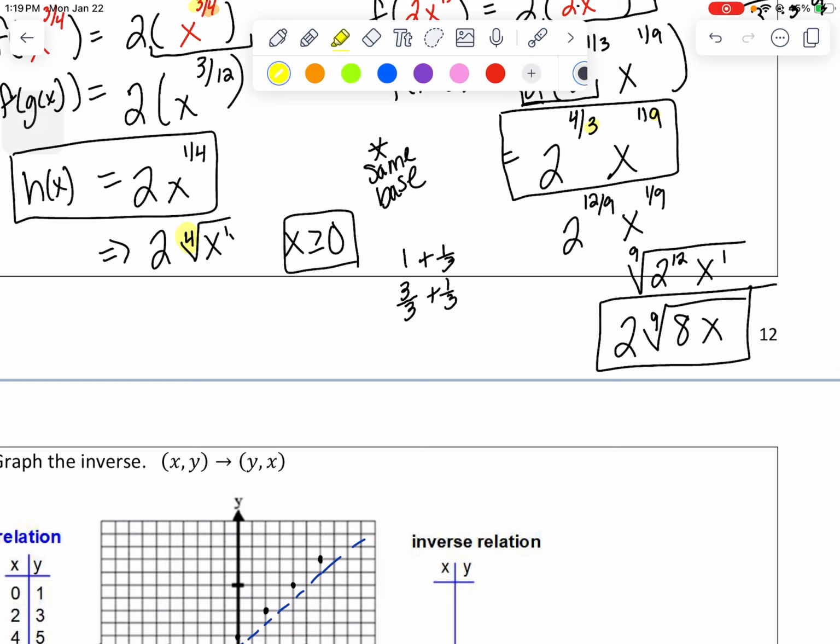Then for restrictions, since we have an odd root, there are no restrictions. You can plug anything into a cube root, a 5th root, a 9th root. There are no restrictions for an odd root.